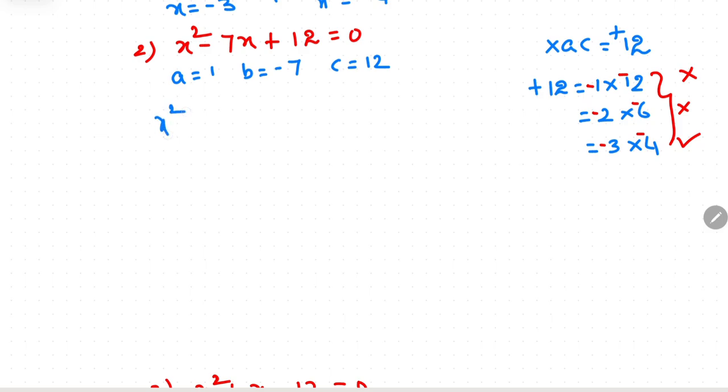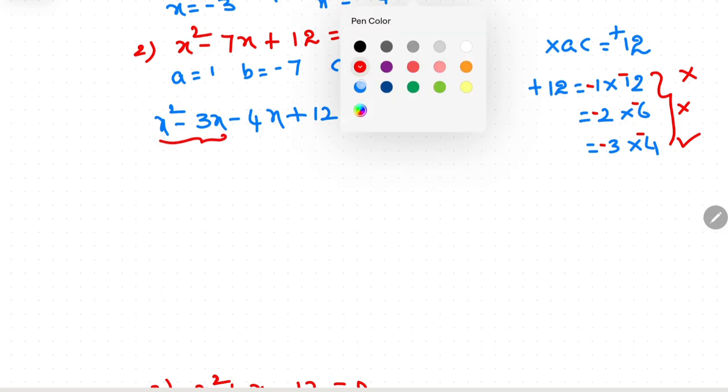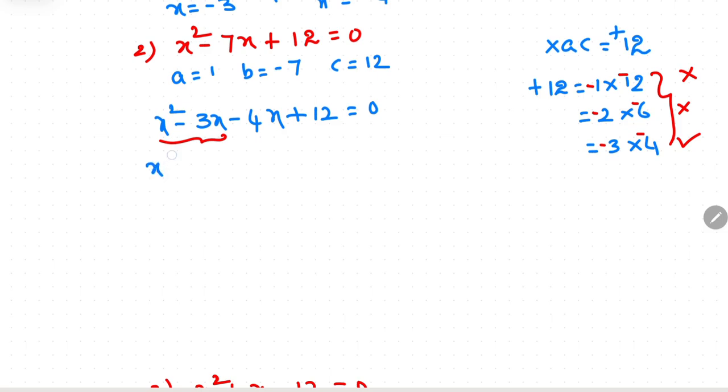So we are writing x square, for minus 7 I am writing minus 3x minus 4x plus 12 is equal to 0. From here we can take common. We can take what common? The common term x. From x power 2 we are taking x power 1, so it will become x minus. Already from 3 into x, x is gone. Therefore we are left out with only 3.